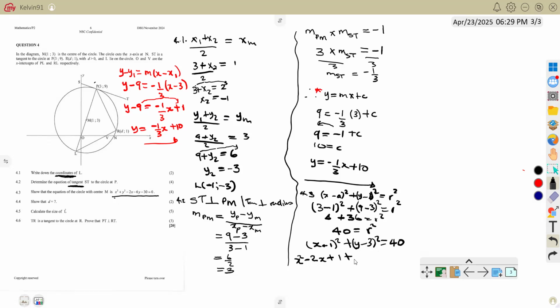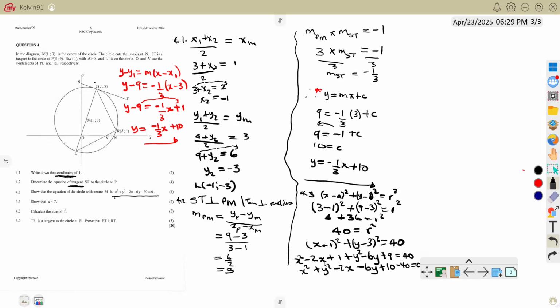Then plus y squared. Then minus 3 times y times 2, so we are going to get minus 6y. Then minus 3 to the power 2 is going to be plus 9. That must be equal to 40. Then simplifying, we are going to have x squared plus y squared, minus 2x, minus 6y. Then we have 1 plus 9, it's going to be plus 10. Take the 40 to this side. It becomes minus 40 equal to 0.